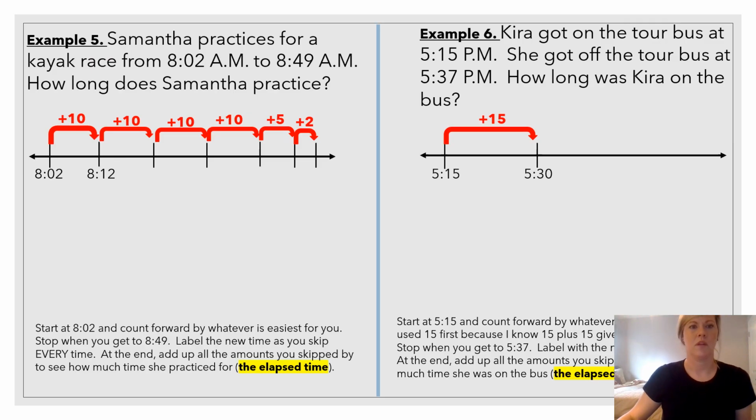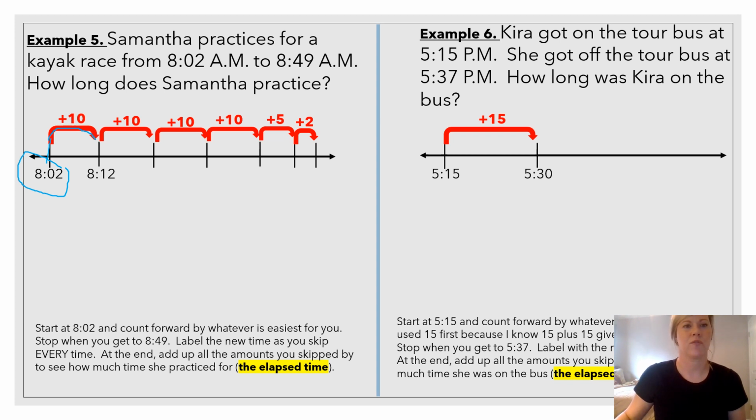Example. The skipping has already been shown for you, but just remember, if you have a blank number line, you need to put your start time at the beginning, and then you're skipping by whatever is easiest. I've put 10 on this one. So let's see what the problem says.